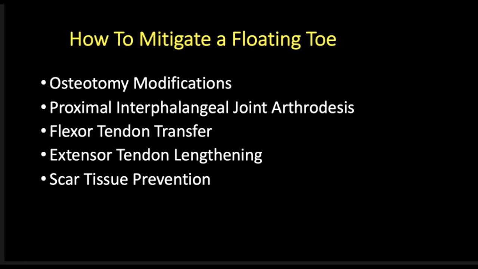Extensor tendon lengthening does work really well. What you may need to do, once you perform the Weil osteotomy to prevent a floating toe, if you're not doing the flexor transfer, is lengthen the extensor tendon itself. You can also dissect the extensor hood, which may be contracted, and that will allow the toe to sit rectus. And then there's techniques on how to prevent scar tissue. Scar tissue can also cause your toe to float, and there's some options we have that we can talk about here in just a second.